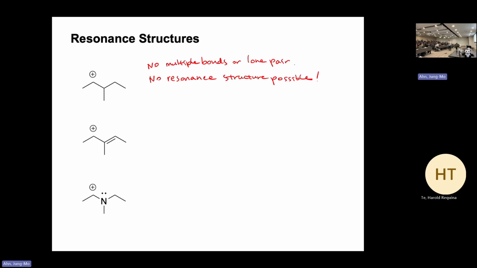Answer is no. There's nothing to move. There's no double bond nearby, no lone pair nearby, right? It's not just electron deficiency alone that makes it happen. You gotta have something to give or something to accept, right? You have to have those pairs. Otherwise, not happening. So that one, no matter what you try, you're never gonna get the resonance structures.